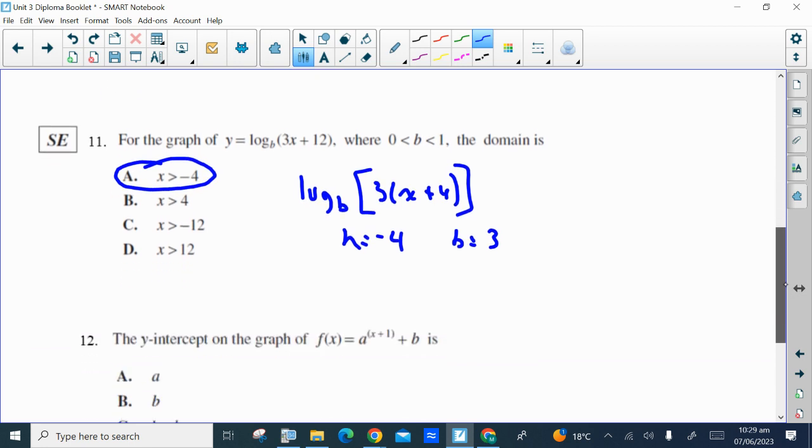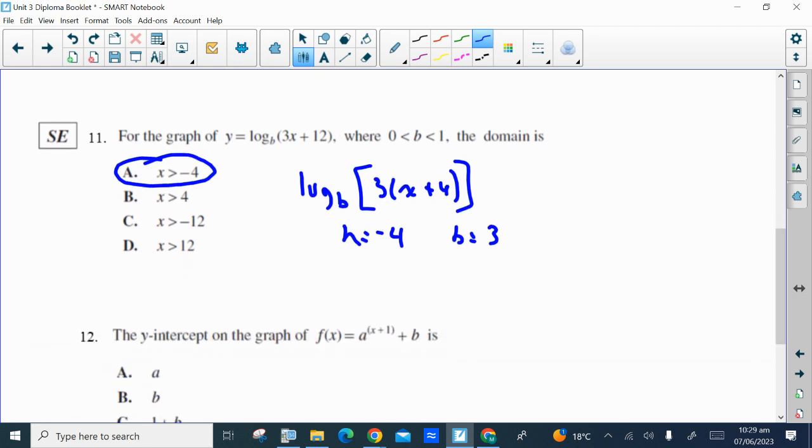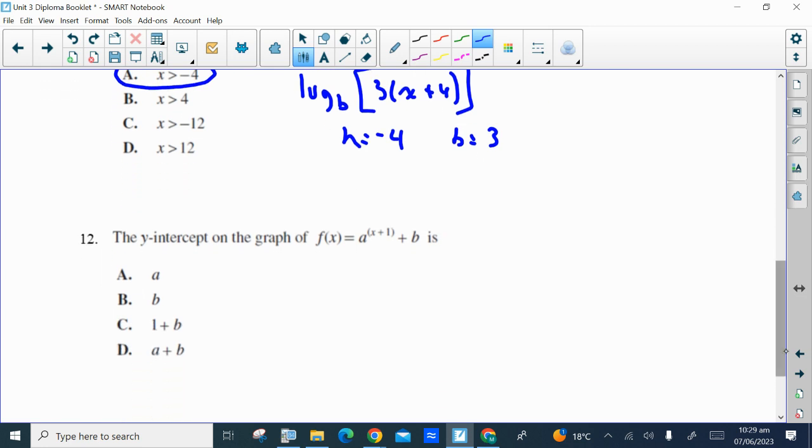What makes this question a standard of excellence question is taking the b value out as a common factor to get h, which is something that we did multiple times as we went through the course.